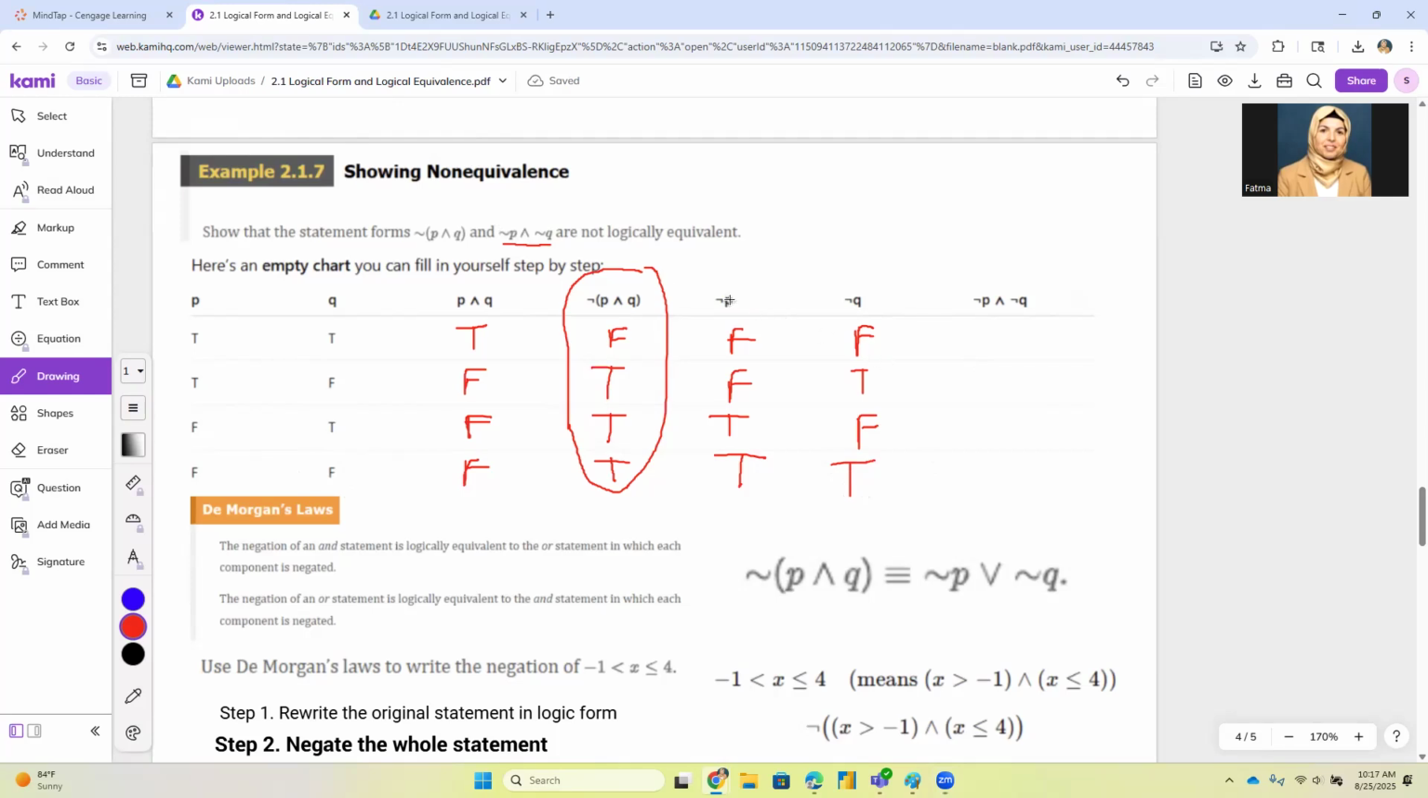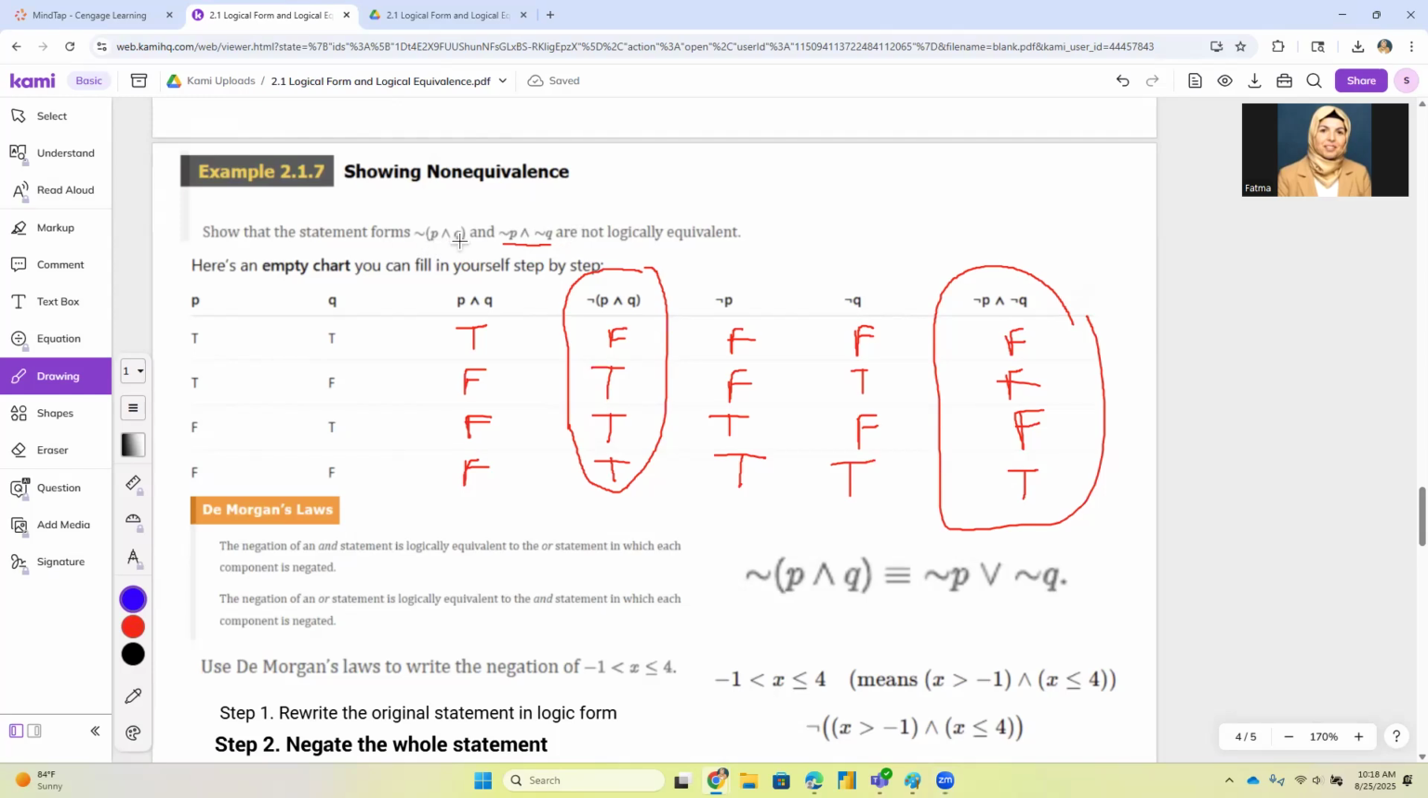Now, we're going to and these two columns. False, false is false. False, true is false. True, false is false. This is the only true one. So these are the two columns we're going to compare to check if they're logically equivalent. When we check, this one has false, this one has false, they're matching, but they're not matching in the middle. So we see that whenever we're taking the negation of P and Q, you cannot translate it as not P and not Q. We're going to actually learn this as De Morgan's law here.